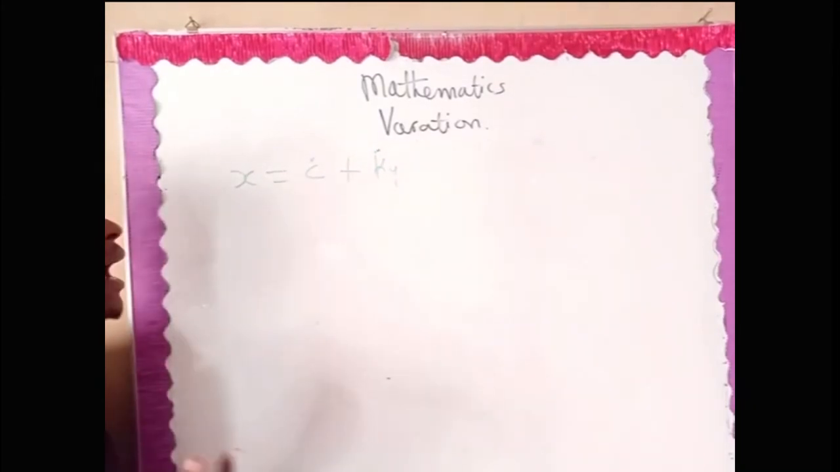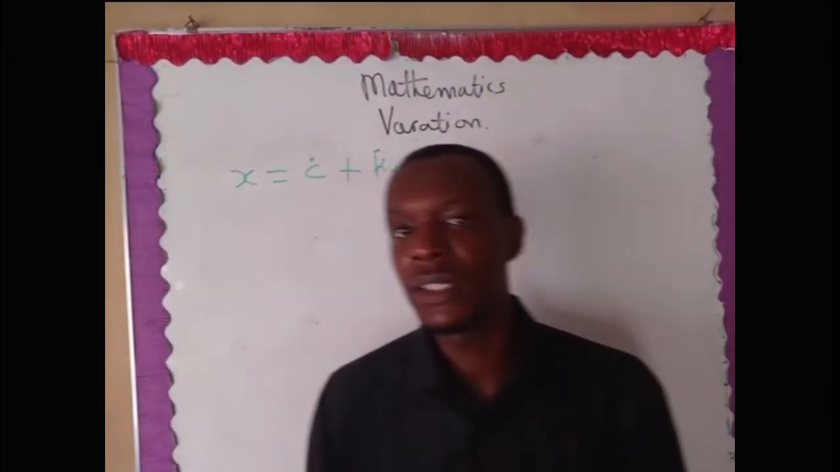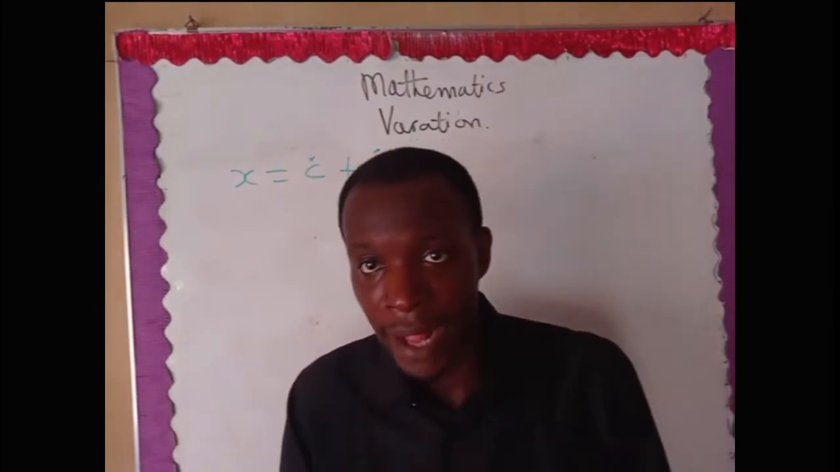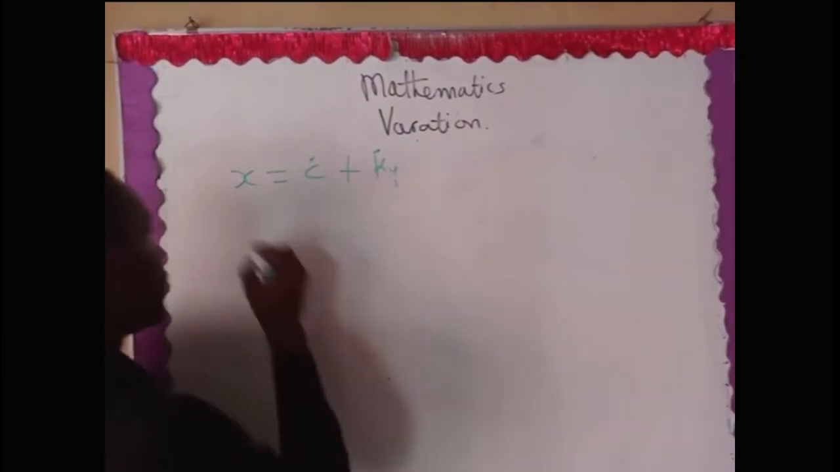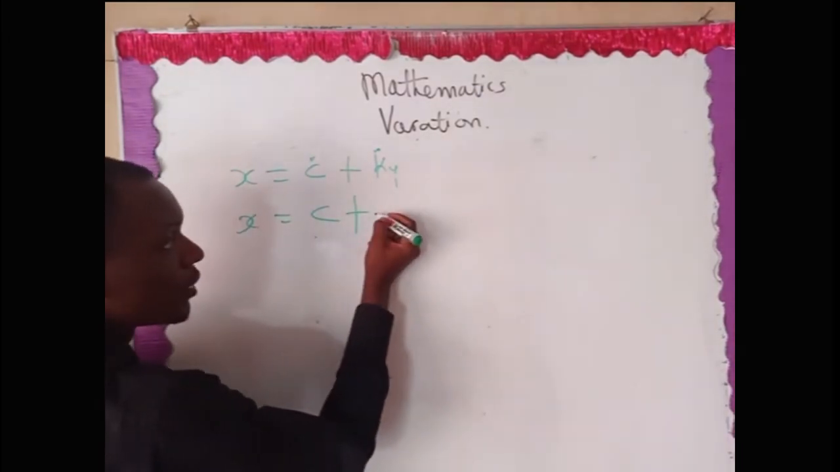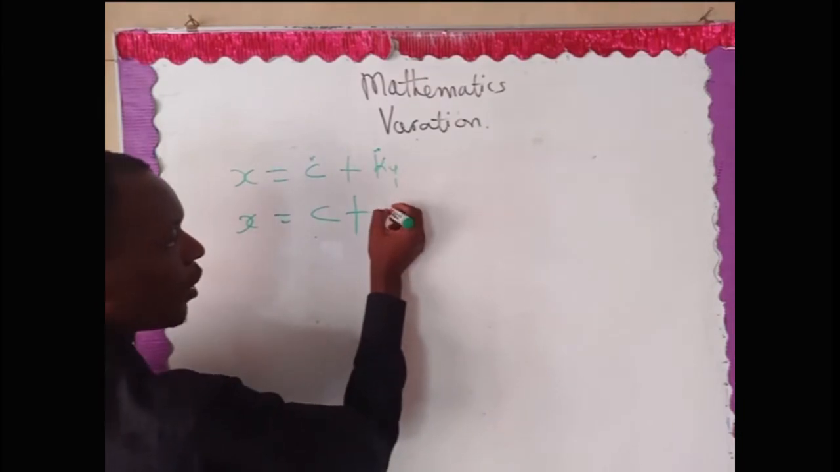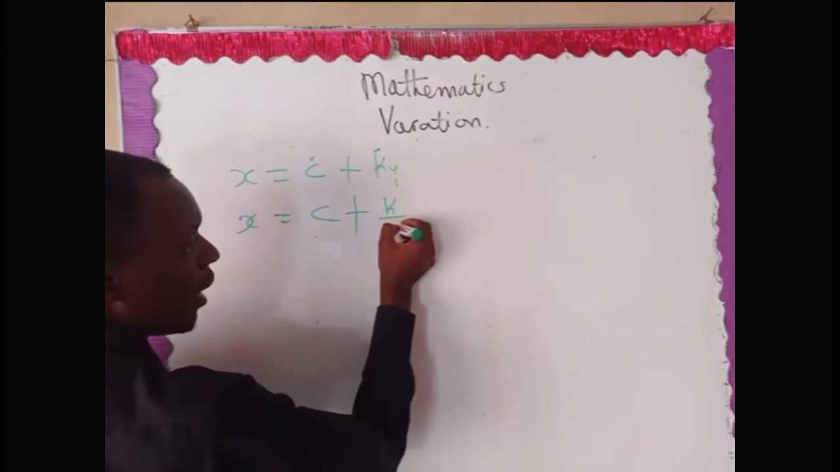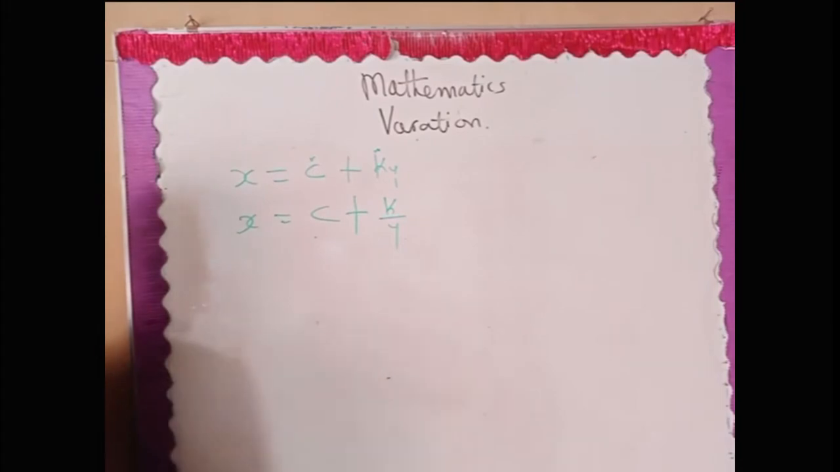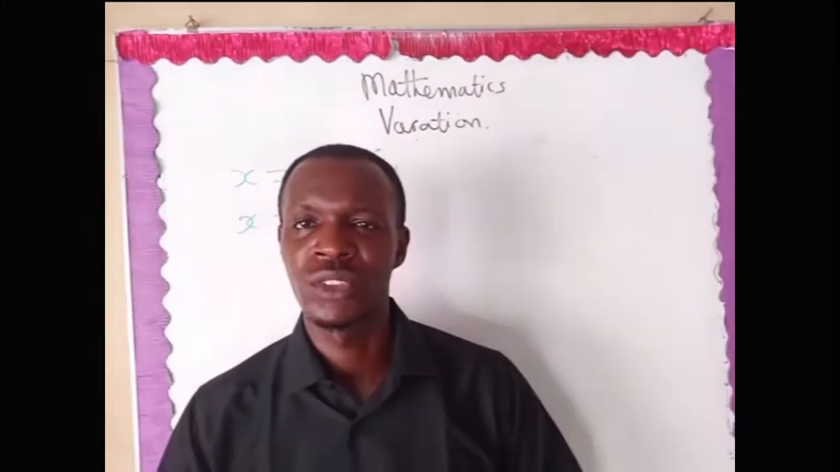What if they said S is partly constant and varies inversely as Y? Still the same thing. That would be S equals partly constant C plus partly varies inversely as Y, that would be K over Y. So whichever way is given to us, just use it.